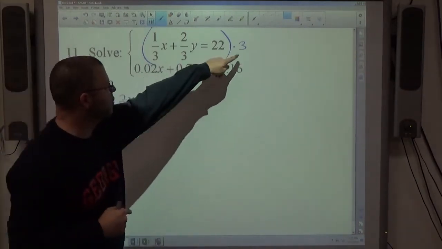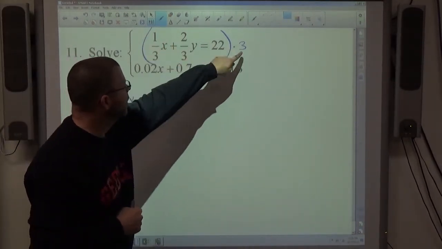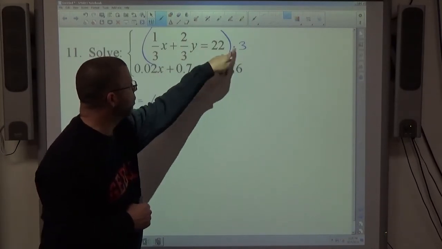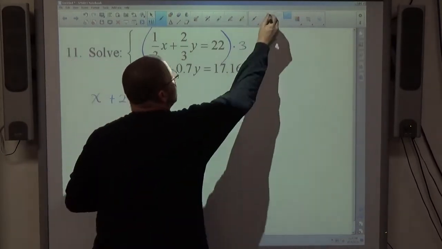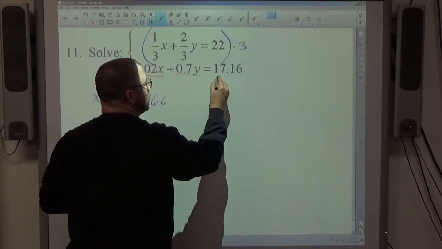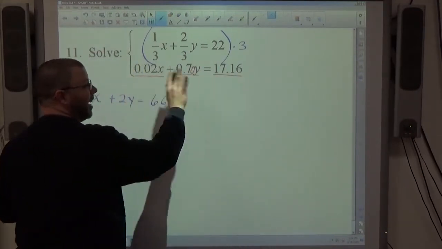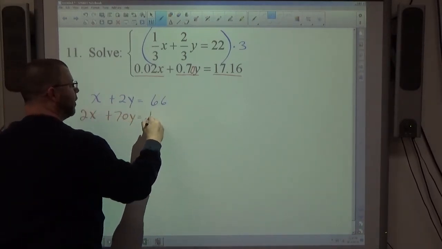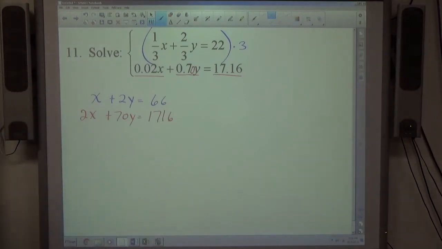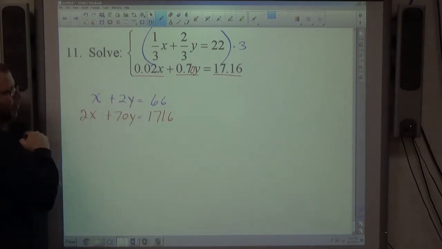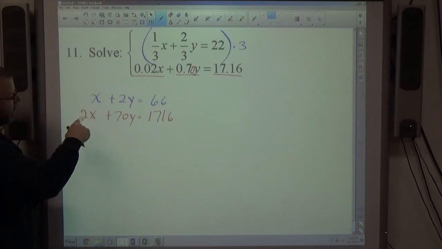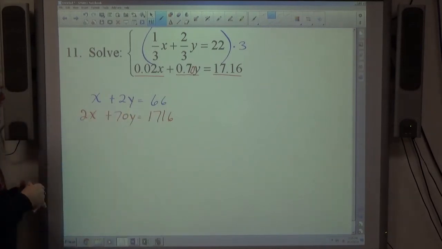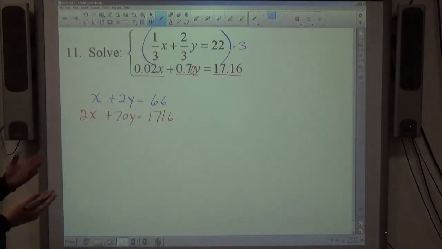In each case, divide first. 3 divided by 3 is 1 times 1x. 3 divided by 3 is 1 times 2y. 3 times 22, 66. 2 decimal places, 1 decimal place, 2. So this needs an extra decimal place. Everything has 2 now. So 2x plus 70y is equal to 1,716. So just like that, I've got a system of equations, 2 equations, 2 variables. Very simple system. I could double this, multiply by -2 to make the x's cancel. The other thing is 2, 70, 1716, all three divide by 2. If you notice that, that's allowed.